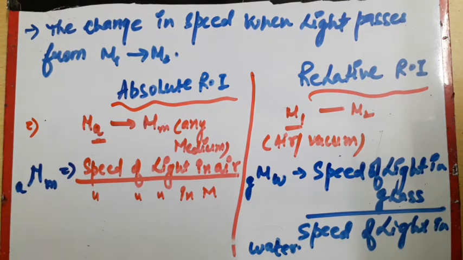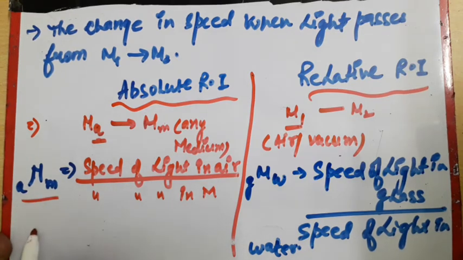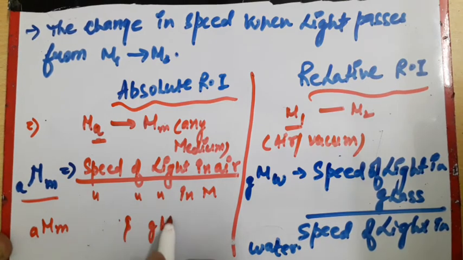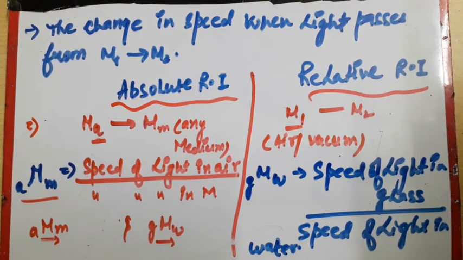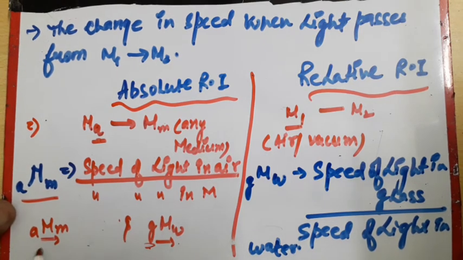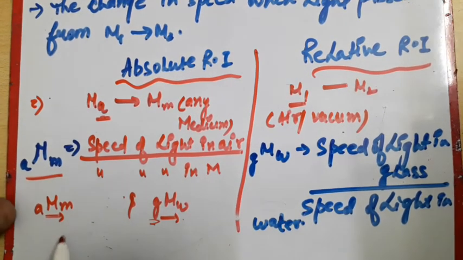So here you must be noticing some very important things. Why am I writing like this, a mu m or g mu w? It is referring over here that light is going from air to any medium, and light is going from glass to water. From where it is going is written over here, and in which medium the light is going is written over here, right?